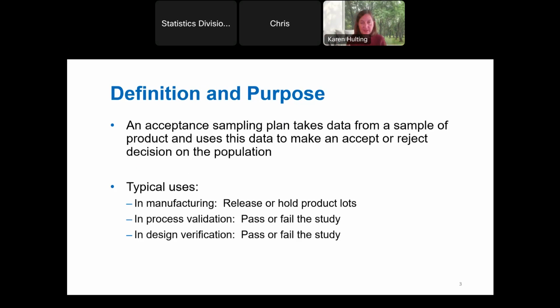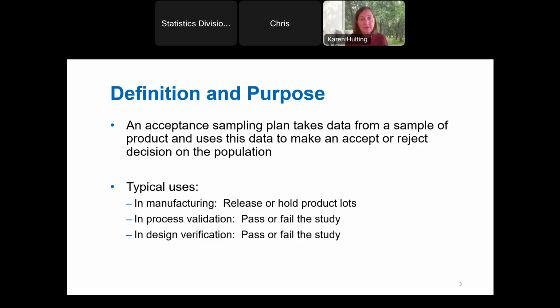Okay, so start with definitions. An acceptance sampling plan just means that we want to make a decision about a population. Typically, that population is a lot of product that has been produced. And we need to make a decision about that lot. The two decisions are we're going to ship it or we're going to hold it, right?